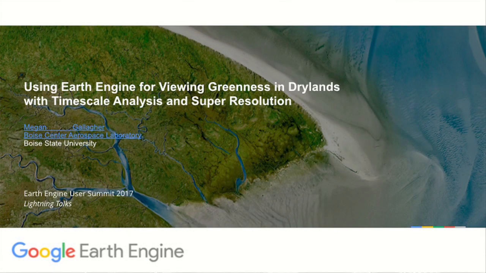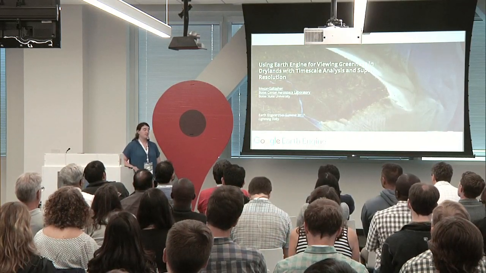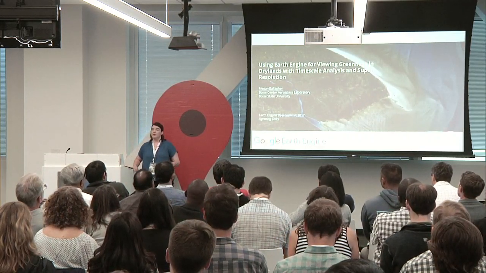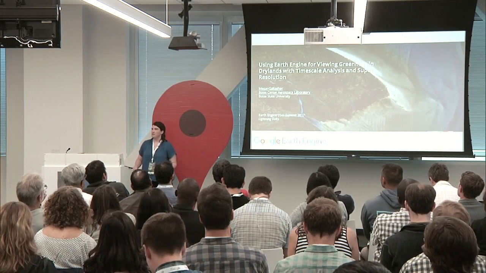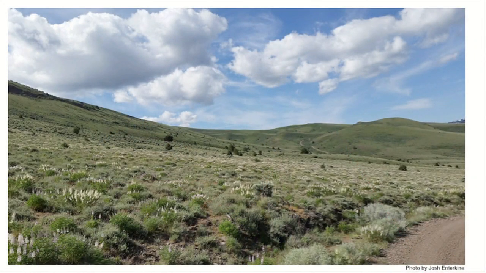My name is Gallagher. I'm a master's student at Boise State University, and I work for the Boise Center Aerospace Lab, and we do a lot of work in dryland systems. Specifically, I'm doing a lot of time series analysis and super resolution to get a better characterization of these areas. In our lab and the area that we work with, we have a lot of different kinds of vegetation in a small area that all has the same kind of reflectance response.